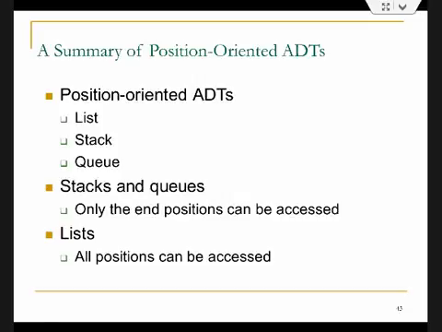So, these are the position-oriented ADTs. You've got the list, which we covered in week 1 and week 2, and then stack, which we covered last week, and then queue. So in stacks and queues, you can only access the ends of the stack or the queue. In the case of the stack, the end is the top end, and in the queue it is the head end. Whereas in a list you can access all the positions, but of course you may get a performance hit doing that.